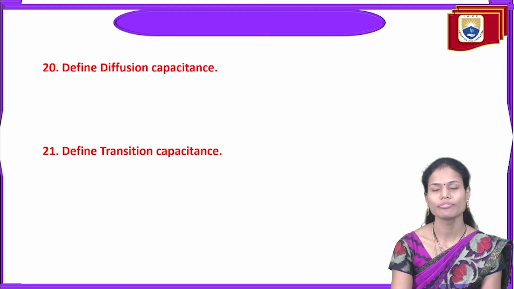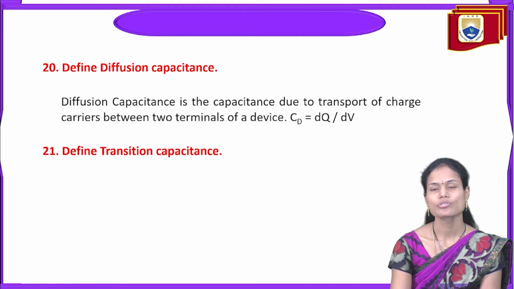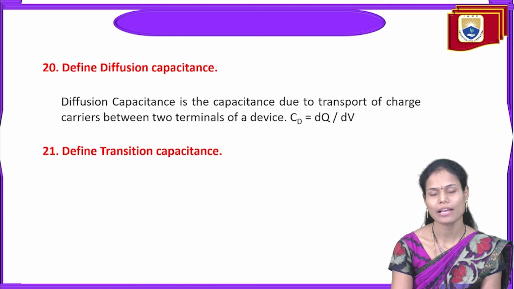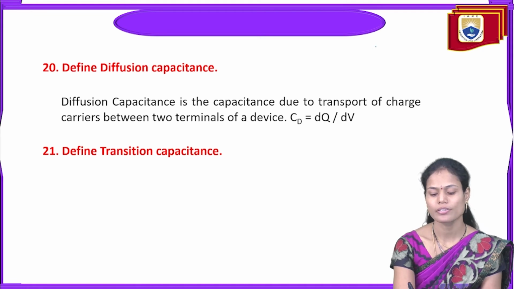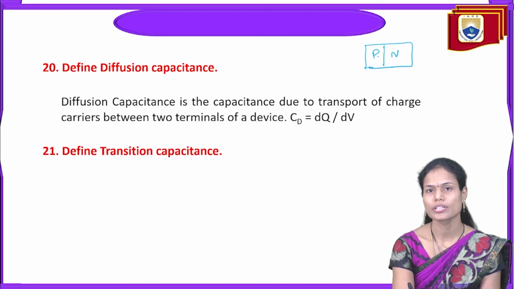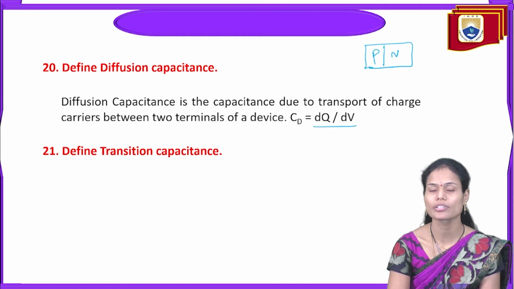And next, define diffusion capacitance. Diffusion capacitance is nothing but the capacitance due to transport of charge carriers between two terminals of the device. Again, in the case of a diode only, we are telling this. How much capacitance exists in the diode due to the diffusion process indicates the diffusion capacitance, and we indicate it with dq by dv, the variation of charge with respect to the variation of the applied voltage.